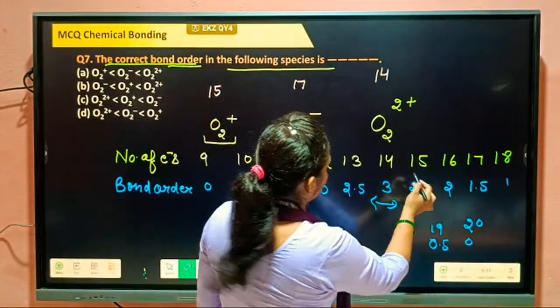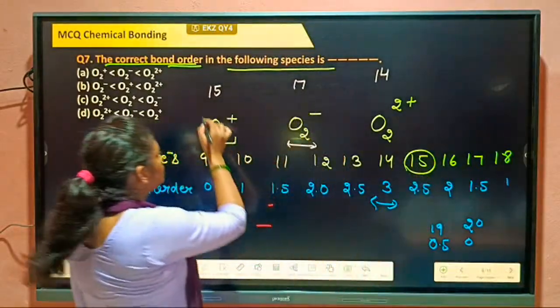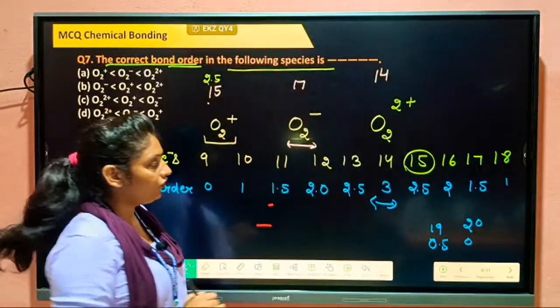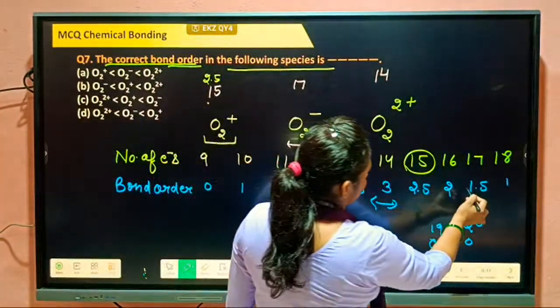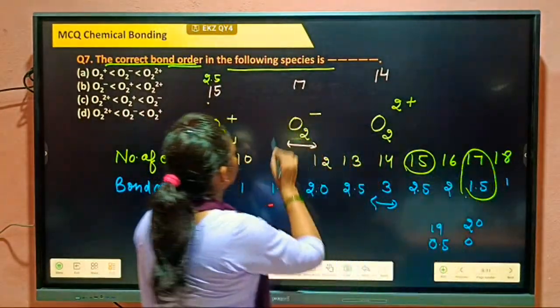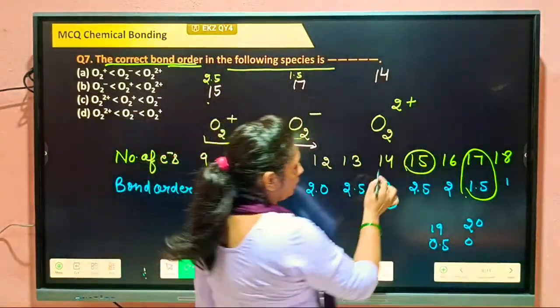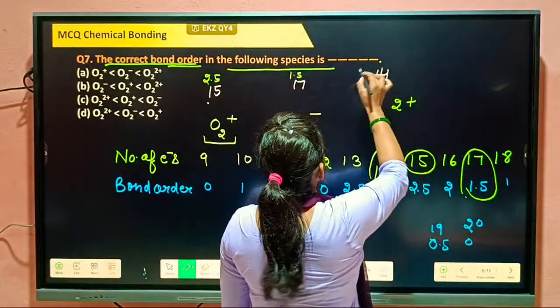So students, what will be the order of the bond? For 15 electrons, bond order is 2.5. For 17, bond order is 1.5. For 14, bond order is 3.